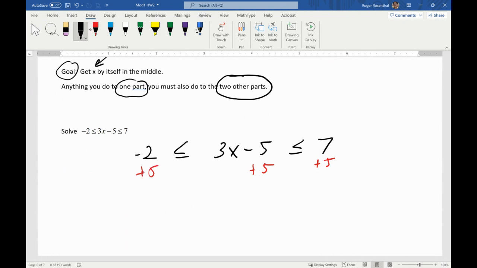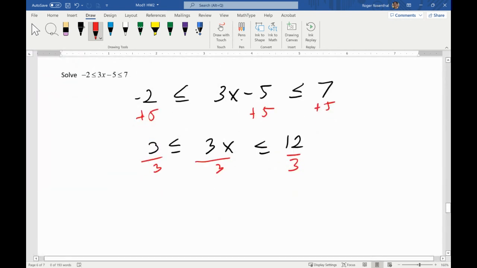When I do that, I have 3 on the left, I have 3x in the middle, and I have 12 on the right. We're trying to get the x by itself here. To get it by itself, I will be dividing by 3. I'm dividing by a positive, so I don't reverse the signs.